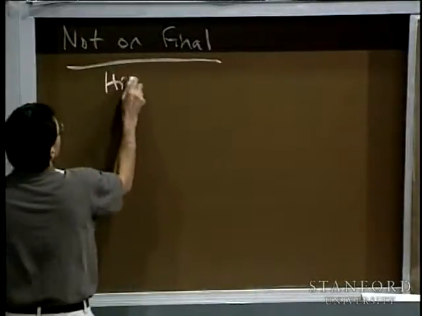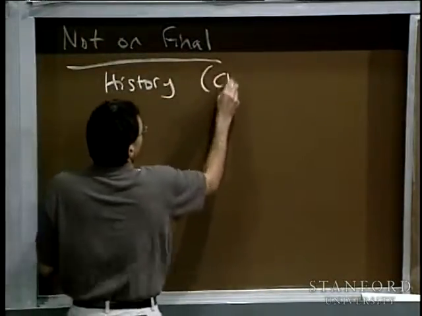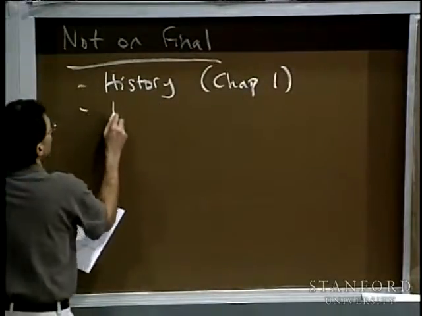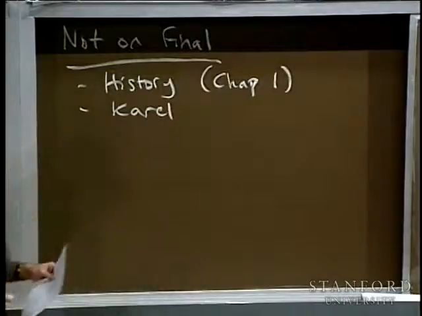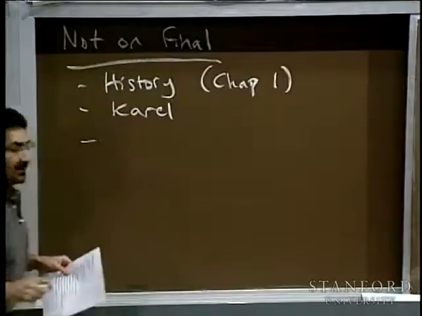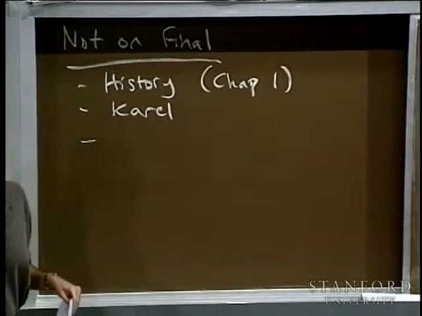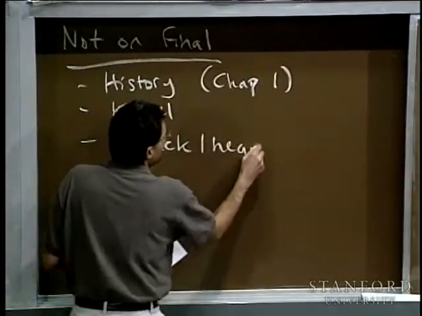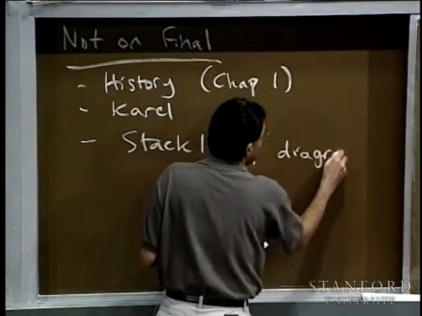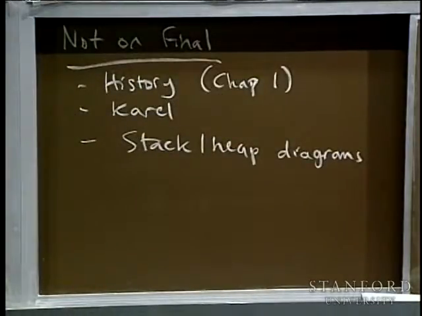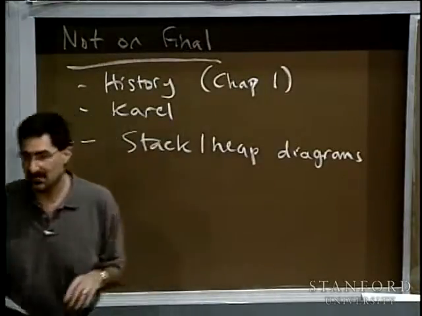Okay? So history, the chapter 1 stuff, as I just mentioned, not on the final. Carol the robot, not on the final. He's fun, but we're done with Carol at this point. Zelda might be on the final. No, just kidding. Something people have been wondering about, stack heap diagrams, not on the final. You still might be expected to know what is the difference between a stack and a heap, what gets allocated on the heap versus what gets allocated on the stack.